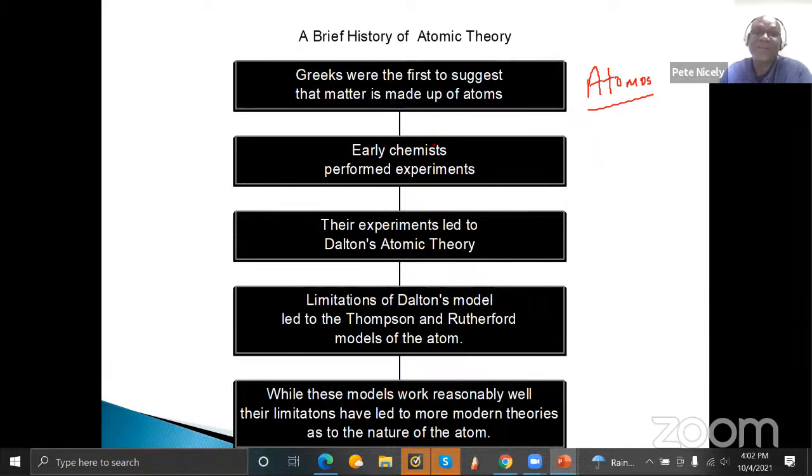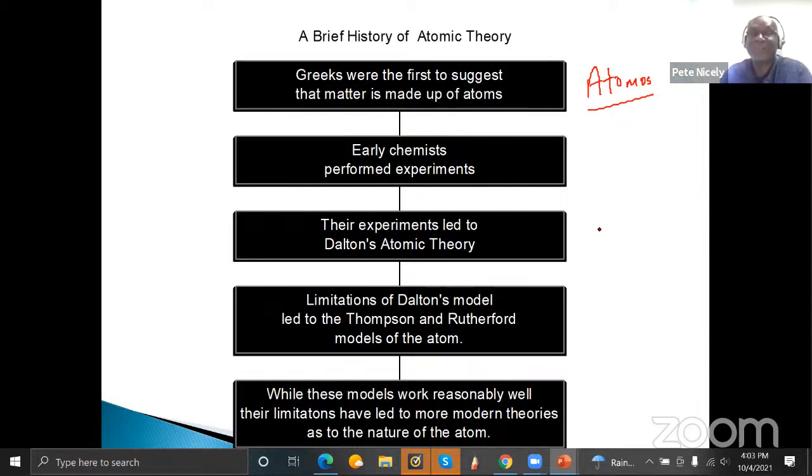So you have early chemists who performed experiments, which led to information which Dalton used to come up with his atomic theory. And I think we talked about it before, but basically his theory talks about the fact that all matter is made up of small particles that are indivisible, which we now know not to be true.